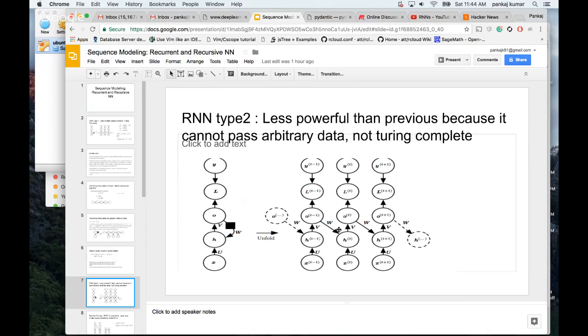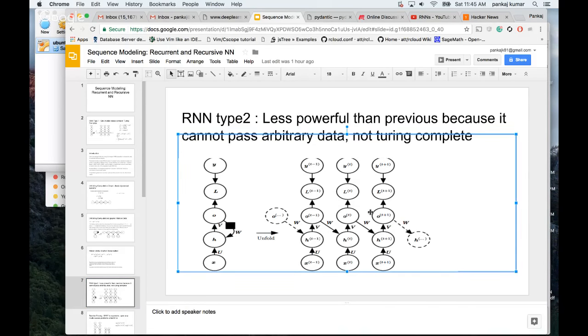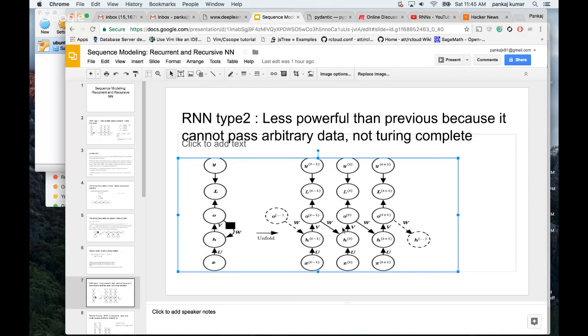So that's why this configuration is strictly less powerful than the previous one, and the book claims that this is not Turing complete. So the previous one was actually Turing complete, which means it could process anything that a computer could process, but this one is not Turing complete because of this particular reason. It's useful for different reasons, but it's strictly less powerful.